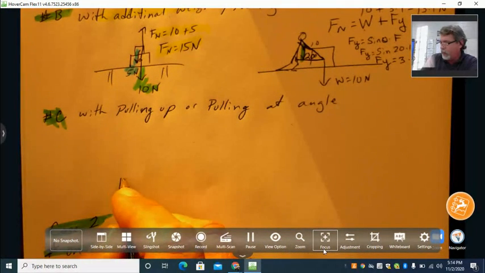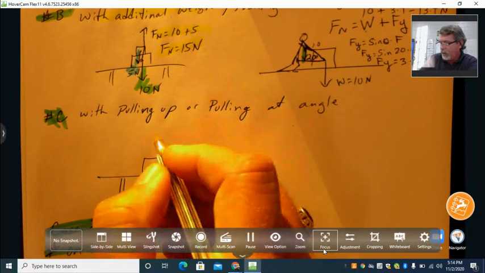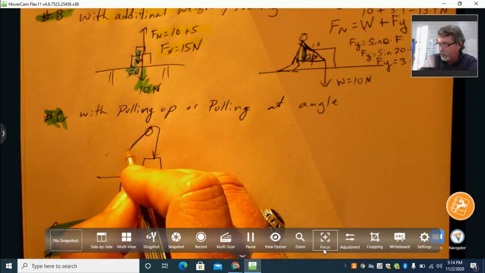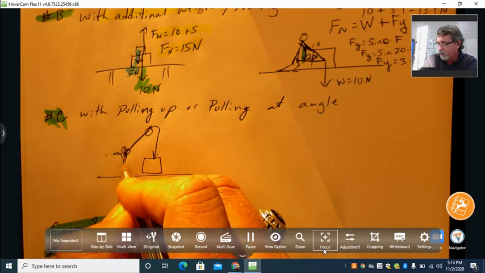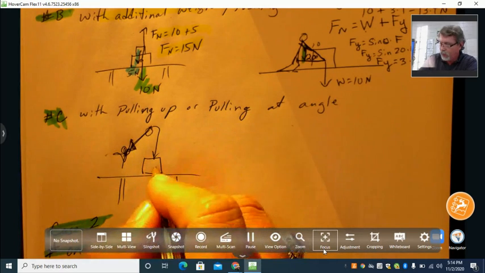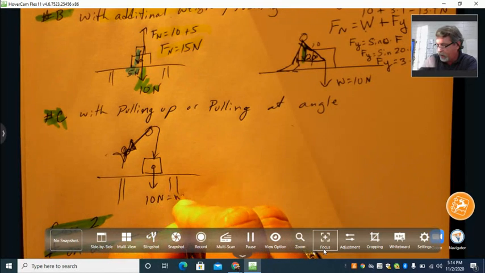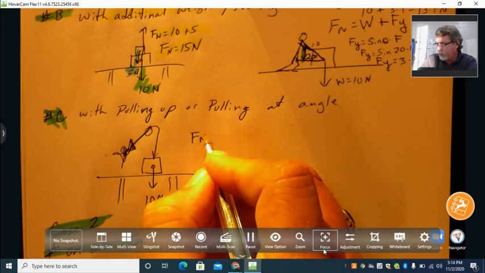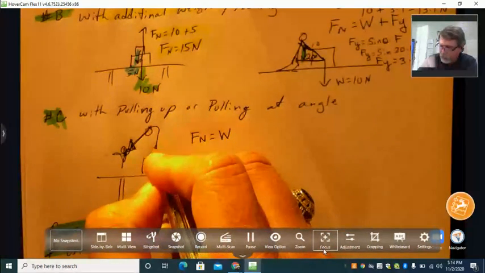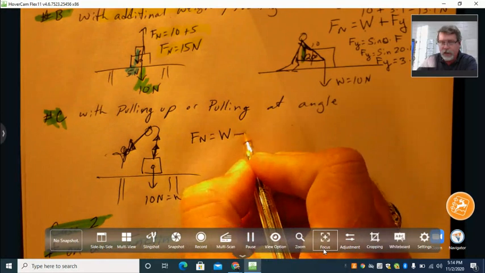So let's say we have this box sitting on a table, and we have some type of pulley system attached to it, and we're over here pulling this pulley down, okay? All right, so the weight of this box is, again, 10 newtons. We'll give that the weight. So force normal on a horizontal surface equals the weight, but in this case, because this rope is going up, we know that it's decreasing.